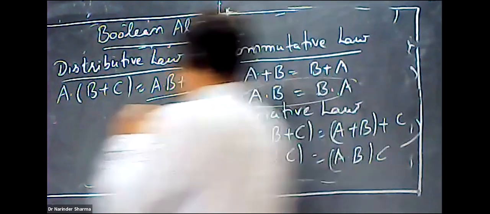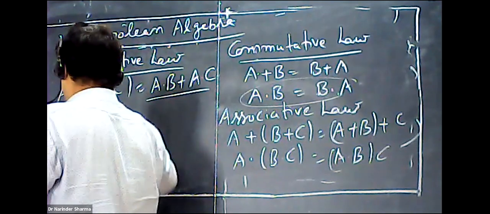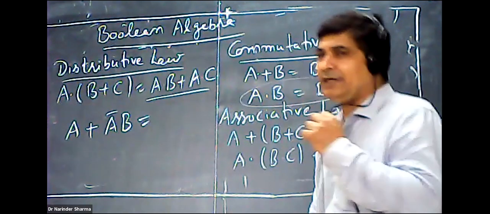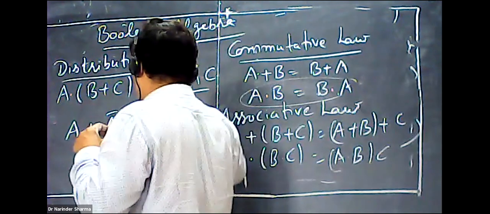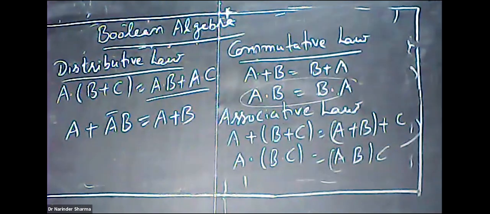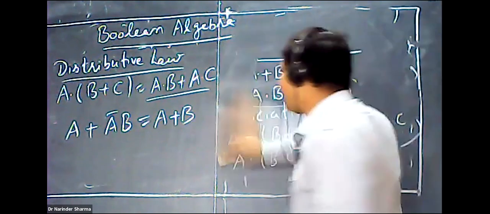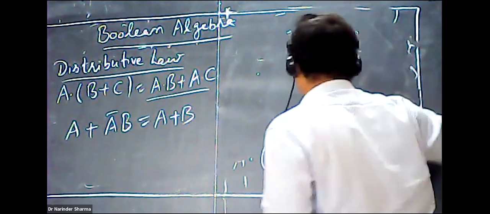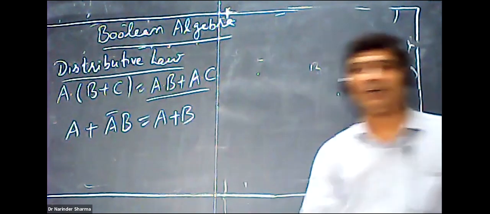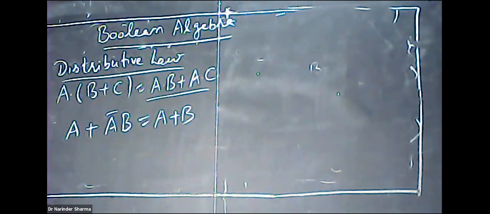Now there is A plus A bar B, that is equal to A plus B. I'll show you how this is possible. We can prove it by using the truth table method. Any law that I have explained, we can prove by the truth table method.